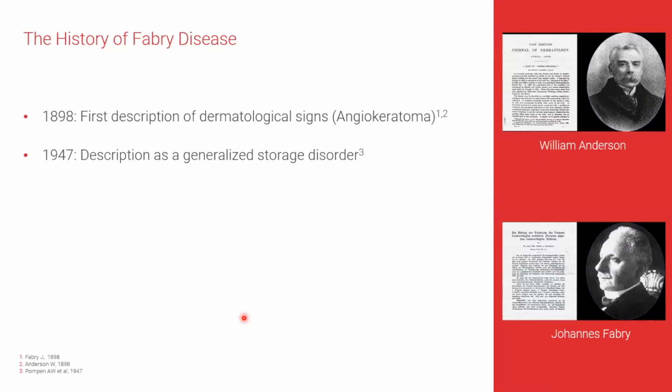Some sentences about the history of Fabry disease. Fabry disease, or better to say Andersen-Fabry's disease, was first described by two dermatologists independently from each other. The one, Johannes Fabry, living near Düsseldorf in Germany, the other one, William Anderson from London. And what they described in 1898 were the dermatological signs of that disease, so-called angiokeratoma. Angiokeratomas are little blue reddish skin spots, so they don't have any pathological meaning, but these two guys described it, and this disease was named after them, Andersen-Fabry's disease.